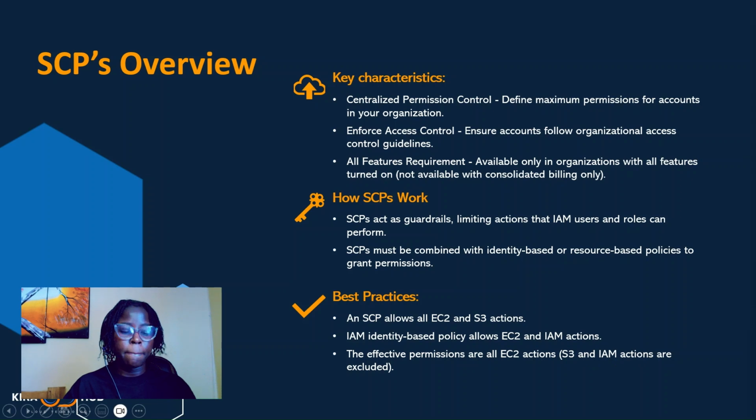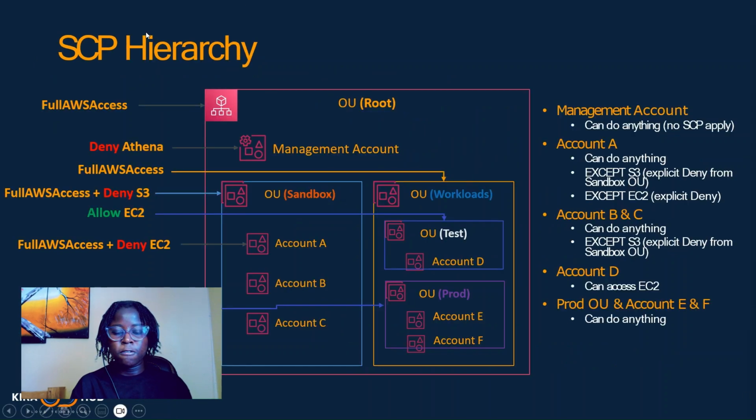So we have an example of a hierarchy over here. This is from Stephane Maarek's course content. In this example of a hierarchy, we have the root organizational unit and the management account. One thing you need to know is the management account can do anything. So the service control policy does not apply to the management account. So even if you have denied Athena, the management account can still do anything. But if we look at account A, it belongs to the sandbox organizational unit and also the root organizational unit. So they can do anything except S3, which has been denied from the sandbox organizational unit, and they have denied EC2 access from their own specific account.